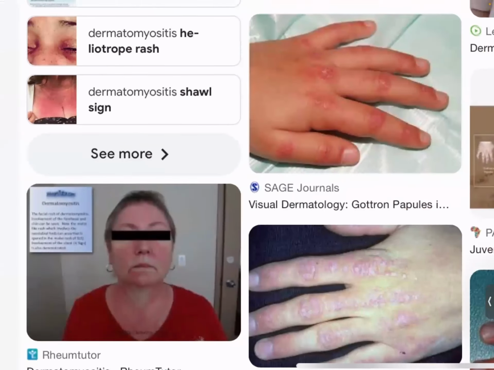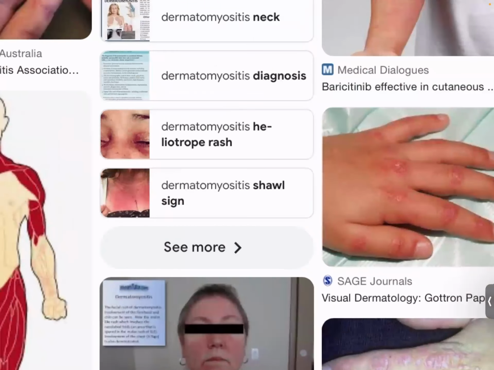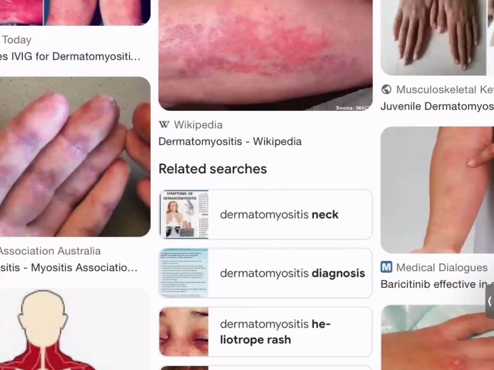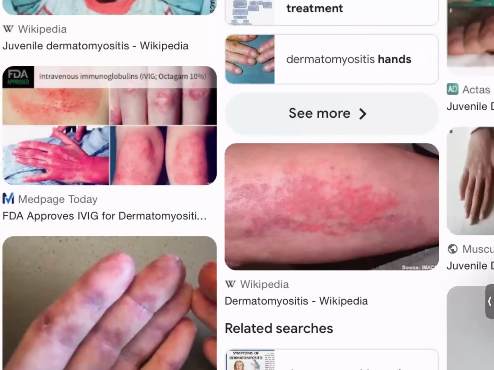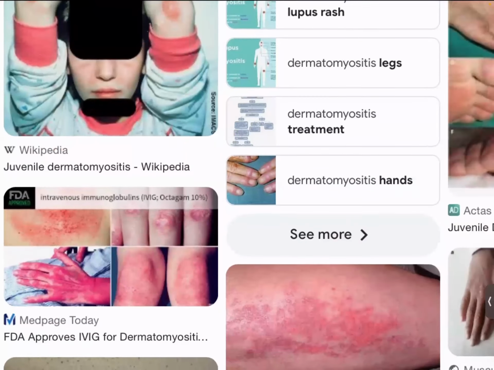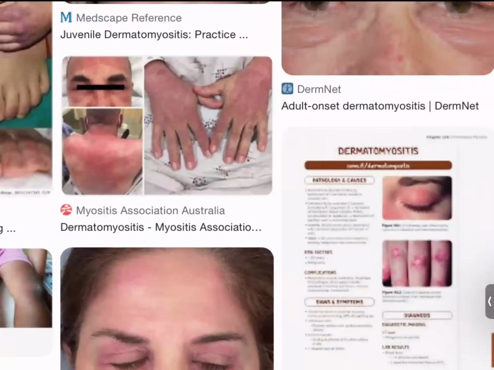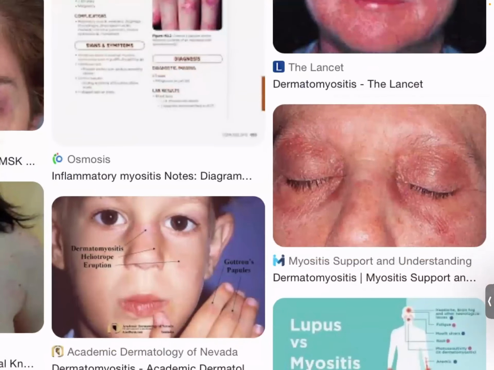This is very characteristic skin rash of dermatomyositis. Heliotrope rash. And Gottron papules. Violaceous color. I think now you will never forget these pictures if it comes in the exam.